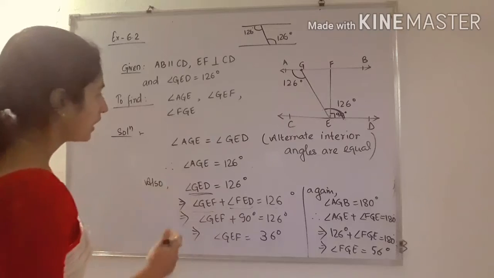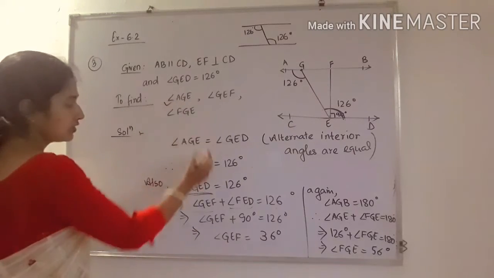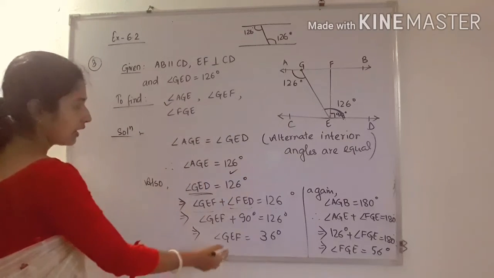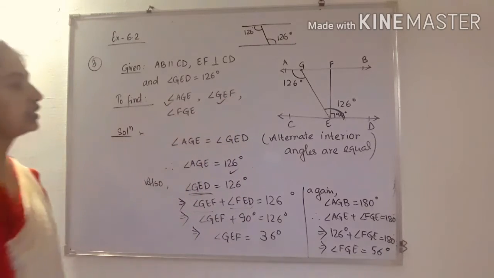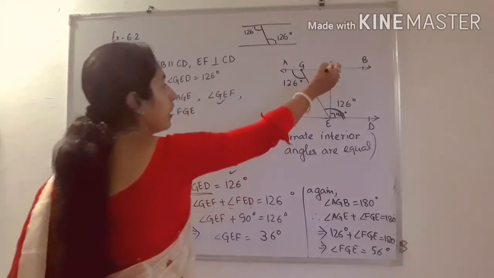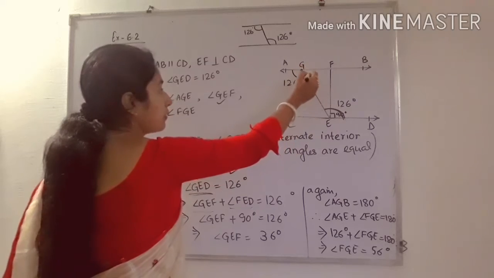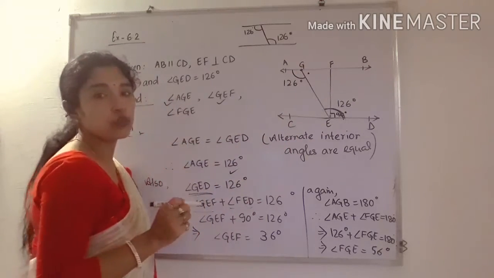So how many angles have we found? Angle AGE we have already found, and next is GF, which we have also found. Next is angle FGE. So what is angle FGE? Angle FGE means this angle, which we have to find.